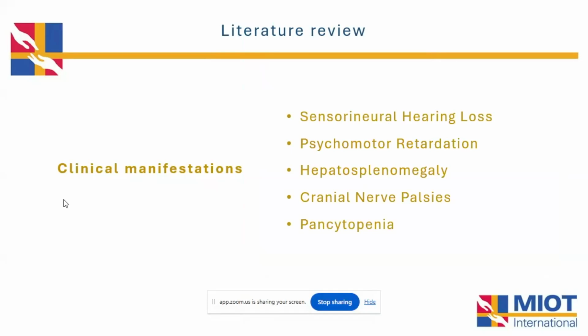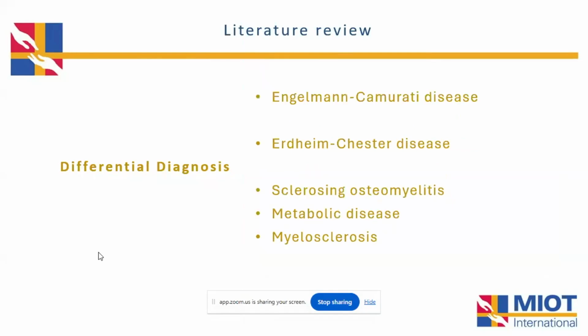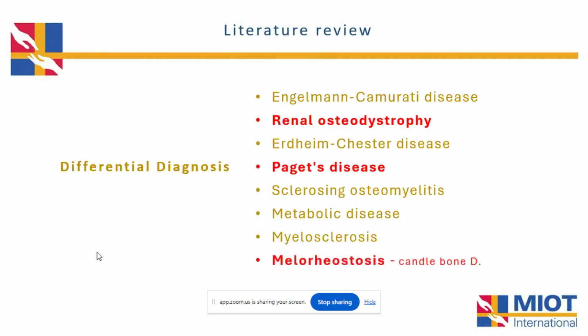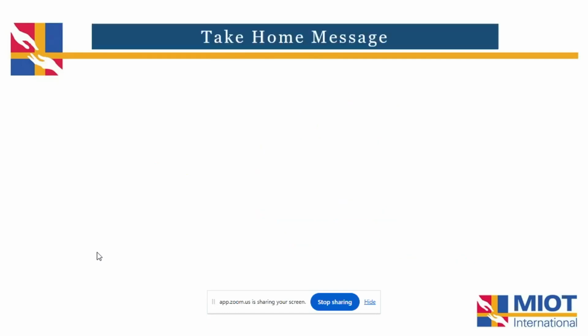In our case, the hemoglobin was very low, which we managed with just transfusion. The hematologist told us to just transfuse and refill the hemoglobin. And this is the bunch of differential diagnoses. But some of the familiar terminologies we know are renal osteodystrophy, where we can have a Rugger-Jersey spine, Paget's disease, melorheostosis, or candle bone disease. So all of these can cause sclerotic bones.